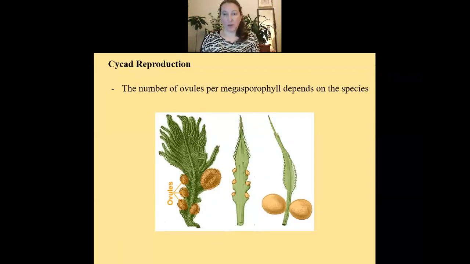And as we talked about last time, the number of ovules per leaf will depend on the species of cycad. Some cycad megasporophylls might only have 2 ovules per leaf, whereas some other species might have as many as 6 or even more than that.